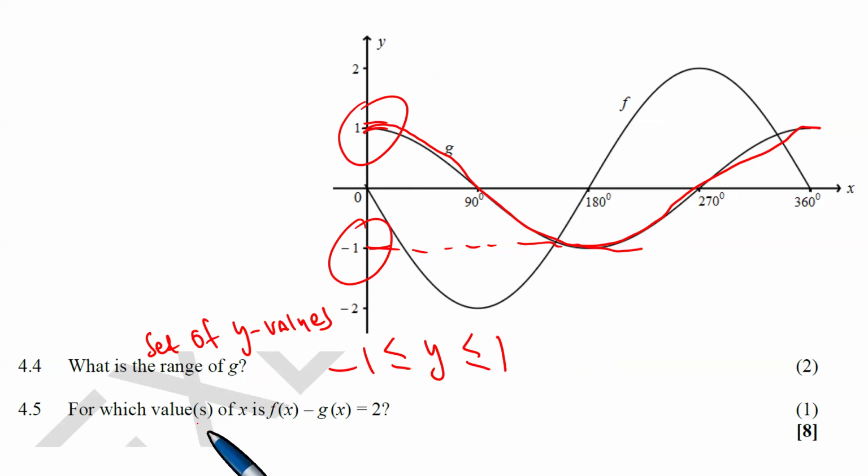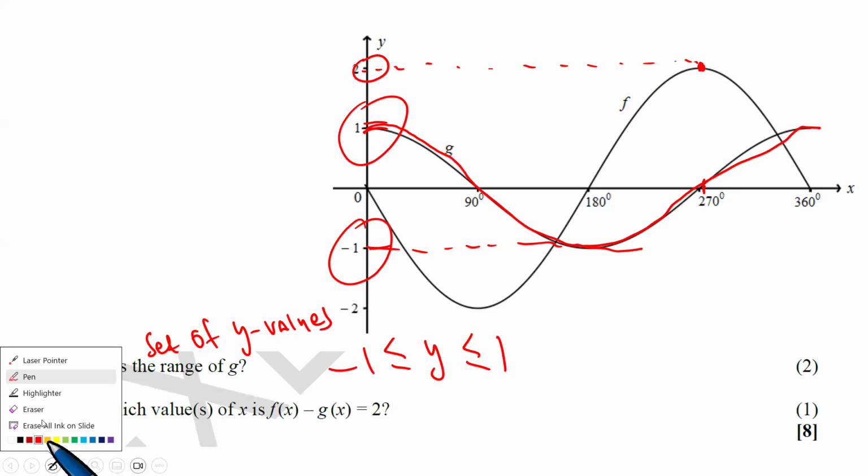For which values of X is the difference f of X minus g of X equal to 2? Where is this the case? When you subtract these two functions, you get 2. You can see that this function here, at 270 degrees, is 2, but the other one is 0.